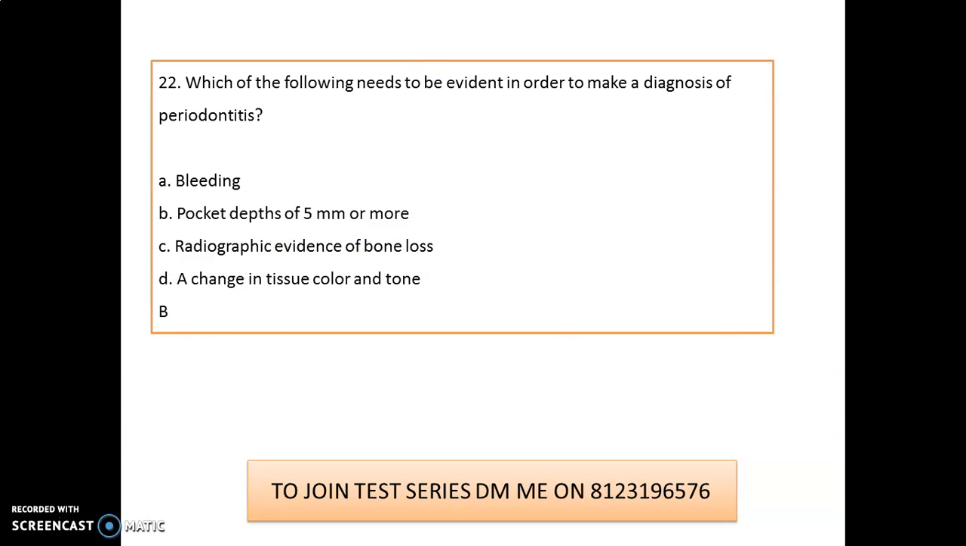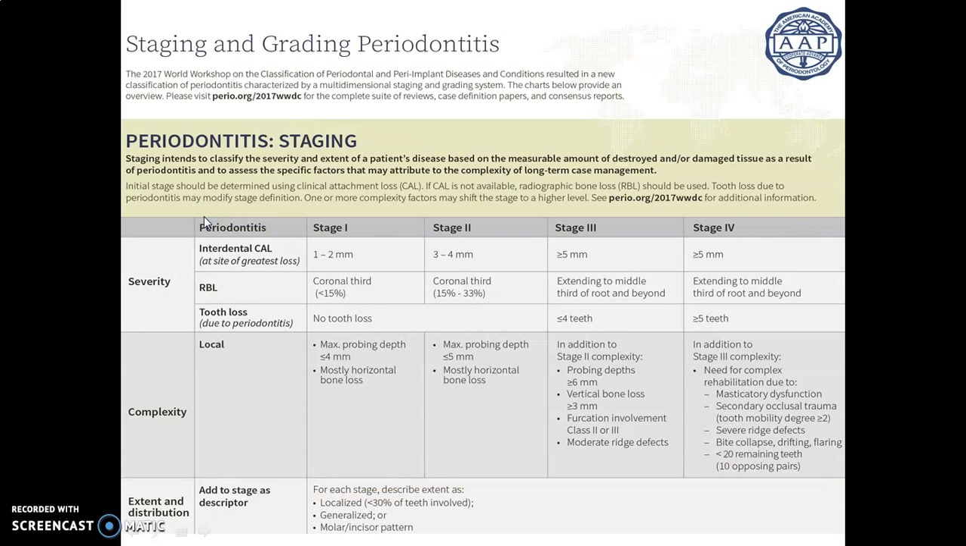Let's see another question. Which of the following needs to be evident in order to make a diagnosis of periodontitis? The best answer is pocket depth of 5 mm or more. Let's see the latest criteria, the periodontitis staging criteria given in 2017. So for periodontitis, what all do you have to see? You have to see interdental CAL, that is clinical attachment loss, and RBL, that is radiographic bone loss.